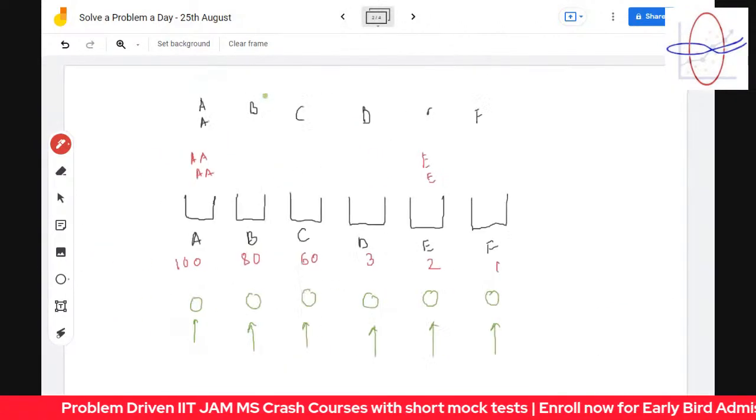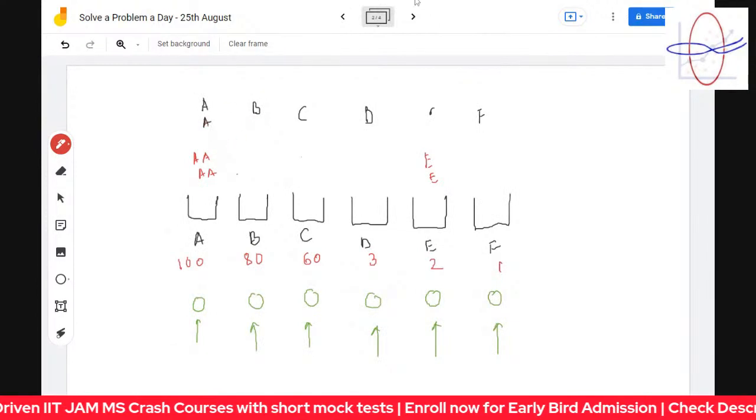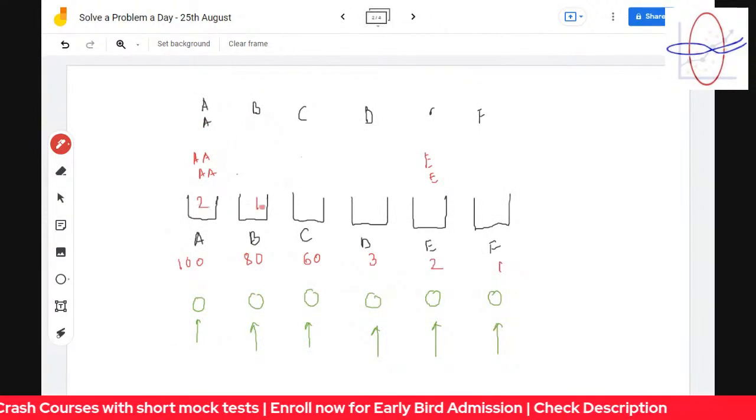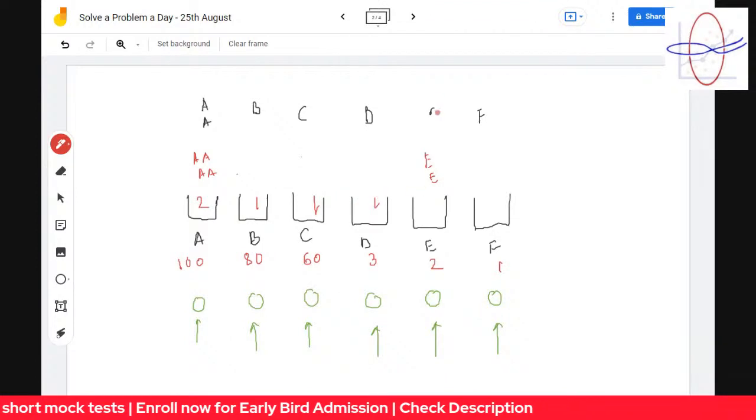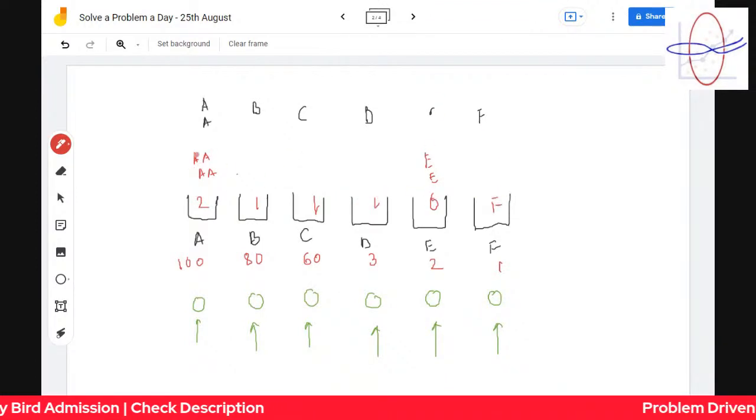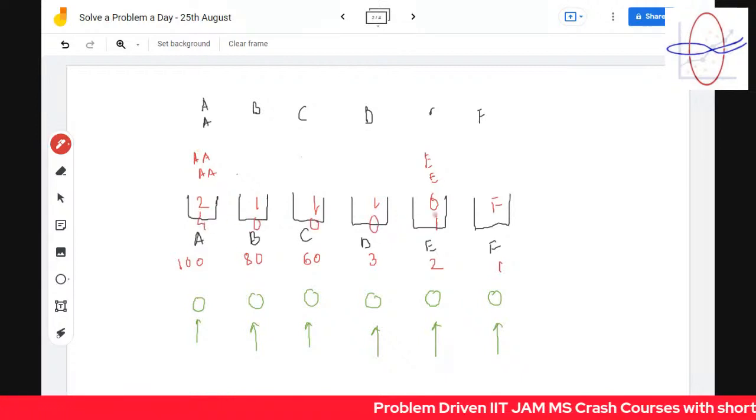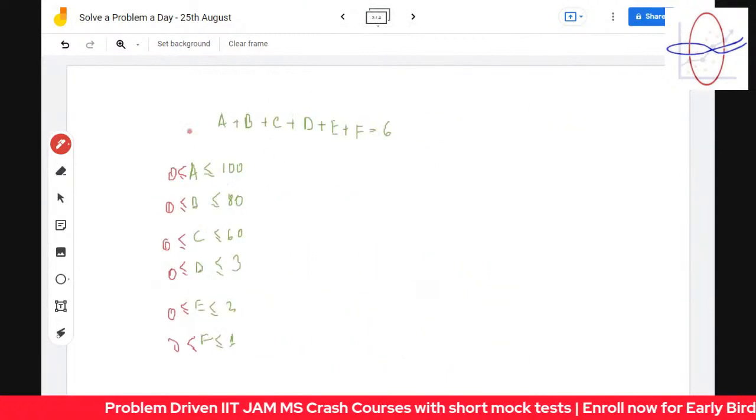So in this case, what you understood over here: 2 here, 1 here, 1 here, 1 here, 0 here, and F here for the first one. For this one, it's 4 here, 0, 4 here, 0, 0, 0, 1, 2 here, and 0. So all of these are different ways of solutions, okay?